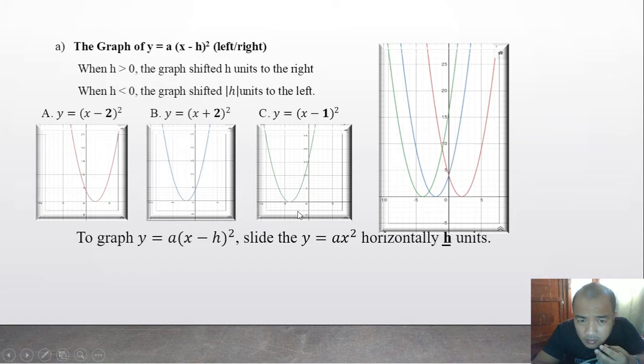Wait. Parang malito na. Should be plus 4. Kasi na-shift siya sa 4 units to the left. Plus 4. Okay? I repeat. Letter C is plus 4. Y equals x plus 4 quantity squared, so that it's shifted 4 units to the left.